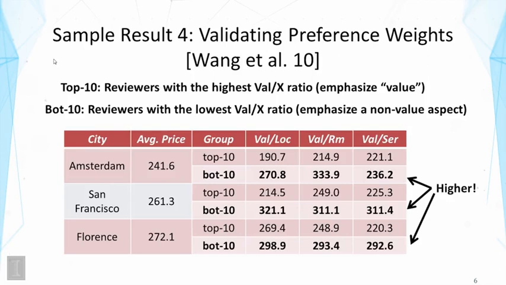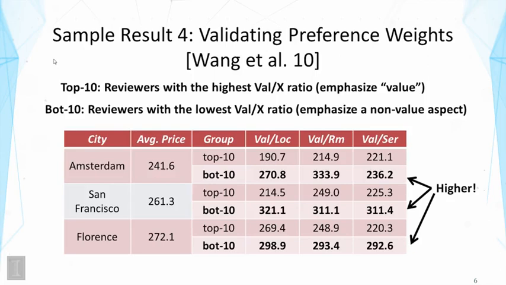What you see here are the prices of hotels in different cities. And these are the prices of hotels that are favored by different groups of reviewers. The top 10 are the reviewers with the highest inferred value to other aspect ratio. So, for example, value versus location, value versus room, etc. The top 10 are the reviewers that have the highest ratios by this measure. That means these reviewers tend to put a lot of weight on value as compared with other dimensions. That means they really emphasize value.